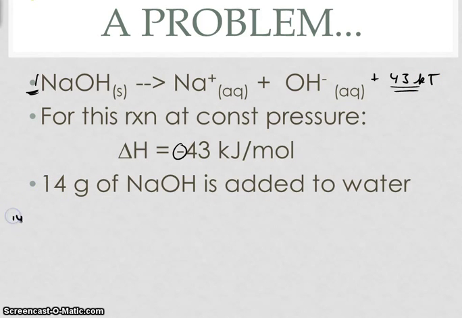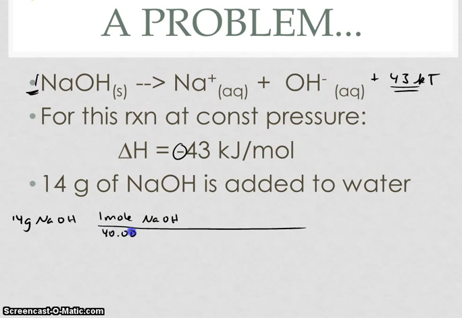So if we take our 14 grams of sodium hydroxide and convert it to moles, 1 mole of sodium hydroxide is 40.00 grams of sodium hydroxide, then our balanced equation tells us for every mole of sodium hydroxide that dissolves, 43 kilojoules of energy are going to be released. Now we have much less than 1 mole of sodium hydroxide that we're dissolving, so we're going to have much less than 43 kilojoules of energy being released. So 14 divided by 40 times 43 gives us 15 kilojoules.